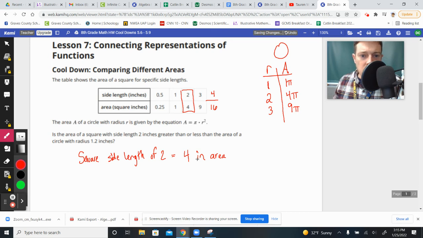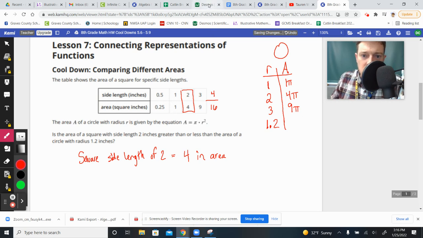All right. So we know that. Is that greater than or less than the area of a circle that has a radius of 1.2? So if I put 1.2 here and I multiply it by itself, and then I multiply it by pi, I should get an answer over here. This is a comparison one, so we need to compare it to 4. We don't need it in terms of pi.